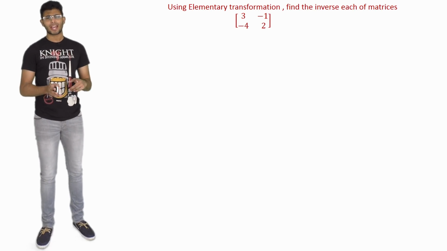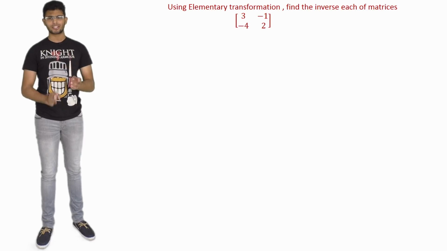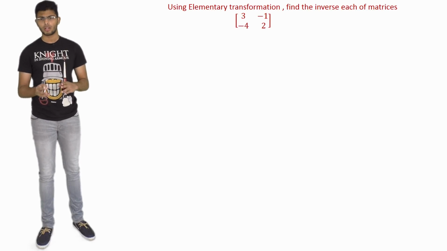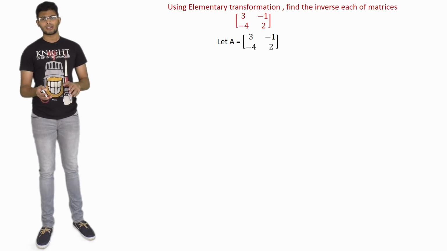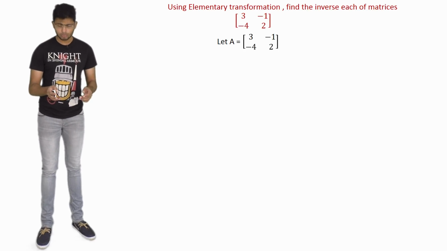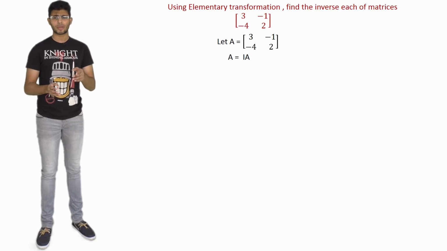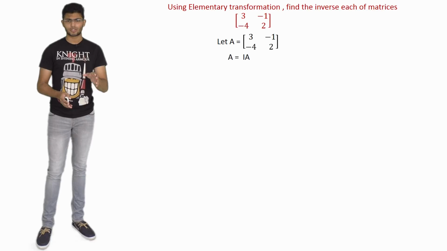So in this problem, what we have is a 2 by 2 matrix, and we're supposed to find the inverse of this matrix using elementary row transformation. So we know that A, which is your matrix, is going to be a 2 by 2 matrix, and what we have to do is basically find the inverse of this matrix.